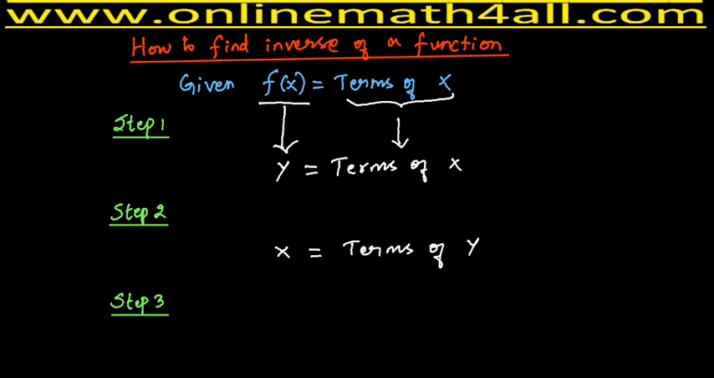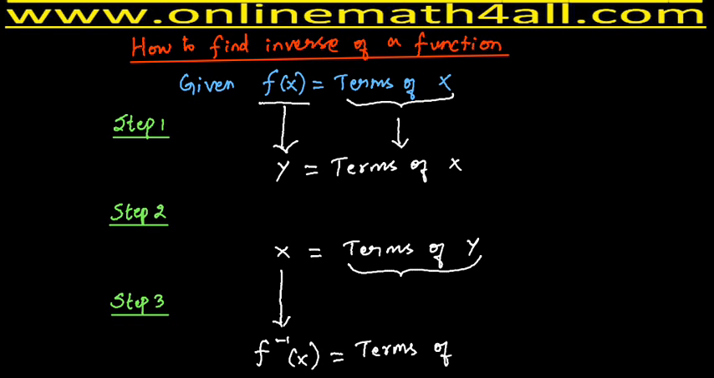What we are going to do in step 3 is very simple. I'm just going to replace this x by the inverse of the given function. In our problem, f of x is given, so the inverse of that is f inverse of x. So x has to be replaced by the inverse of the given function, that is f inverse of x. And I take the same terms that I have in step 2, but I make a simple change: I take the terms exactly as in step 2, but instead of y, I take x here. These are the steps involved in finding the inverse of a function.